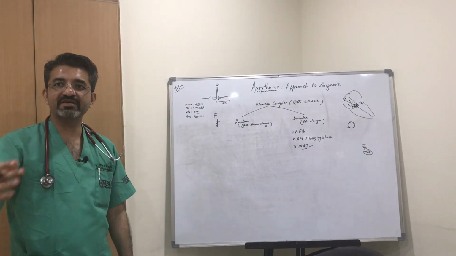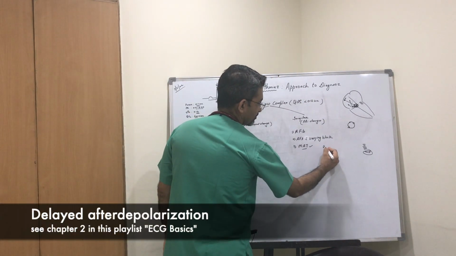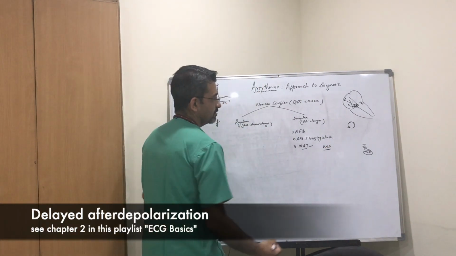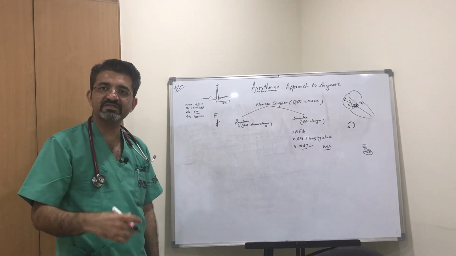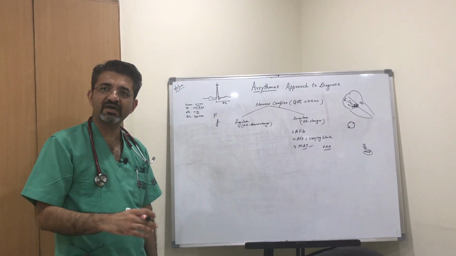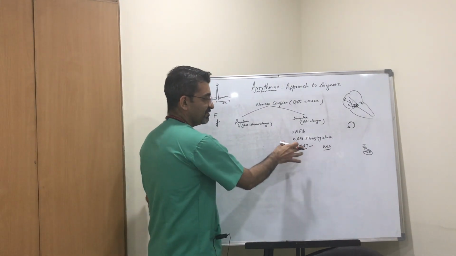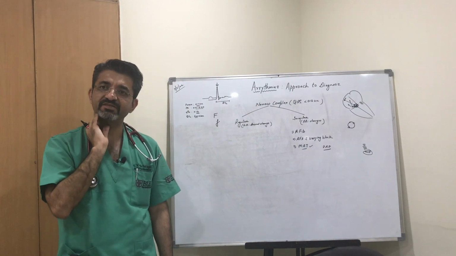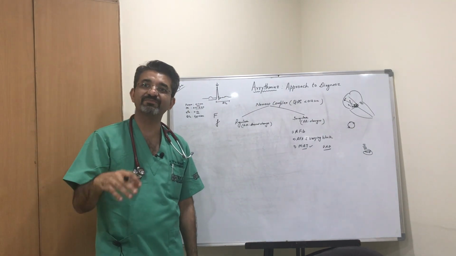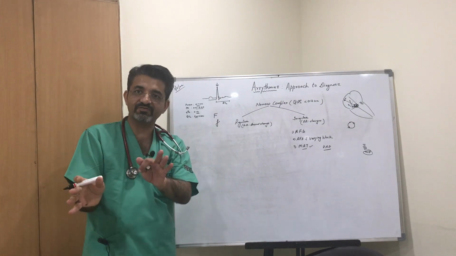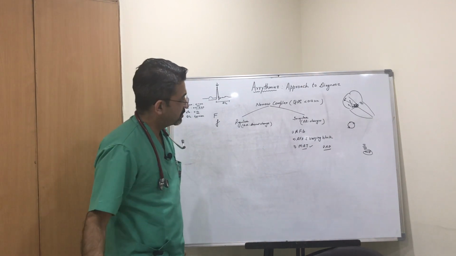generally it is due to some underlying disease. Most of the times it is because of the delayed after depolarization, DAD. In delayed after depolarization, ischemia, hypoxia, and some structural heart problems are causative factors for MAT. So, whenever you have MAT, see whether the patient has COPD or not, whether the patient is hypoxic or not, whether the patient has pulmonary embolism or not. You treat those factors, and this MAT will generally go away.